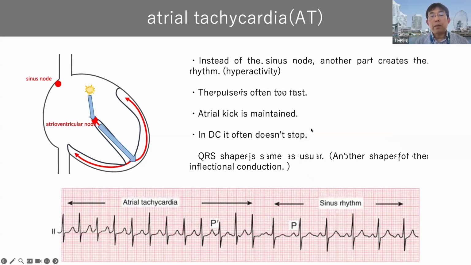So the QRS pattern is normal as usual. Here you can see the P wave looks very similar to the normal pattern. But watch very carefully, the P wave is a little bit different. So we can distinguish that: oh, this is the AT P wave, and this is a normal P wave.